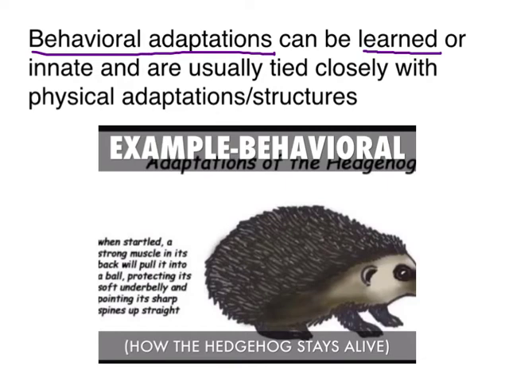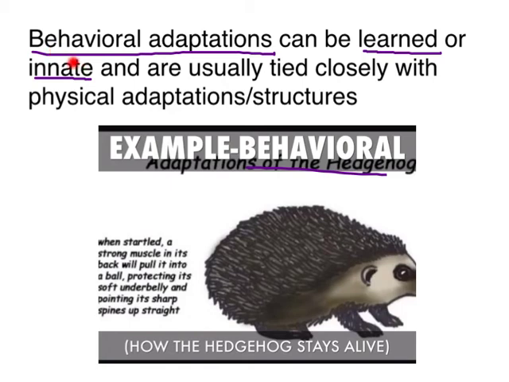In other words, you can acquire it throughout your lifetime. Okay, there are also some, though, which are innate. In other words, they're instinctual. You're born with them. Okay, so here's an example of a hedgehog and its behavioral adaptation. It says, when startled, a strong muscle in its back will pull it into a ball. Okay, so a muscle in the back of the hedgehog will pull this hedgehog up into a ball, which protects the soft underbelly and points all of these sharp spines straight out. So a hedgehog rolls into a ball, and it's just a ball of these spines, and those spines protect it from any predators. Okay, so that's a behavioral adaptation.